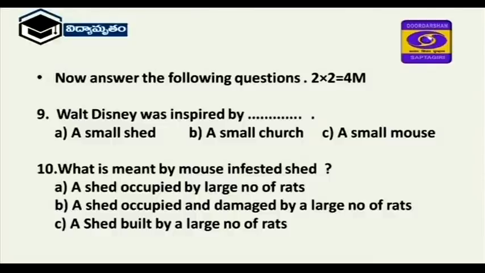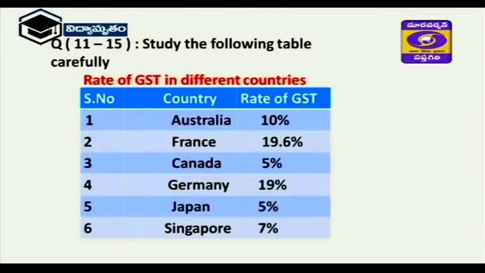The other question is, what is meant by mouse infested shed? A shed occupied by a large number of rats, a shed occupied and damaged by a large number of rats, a shed built by a large number of rats. So, you find the correct option and write the letter over there.